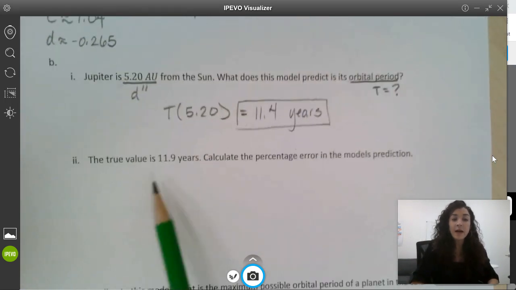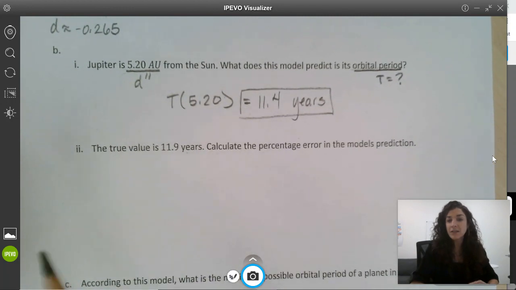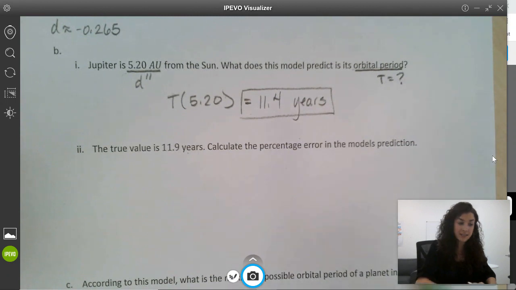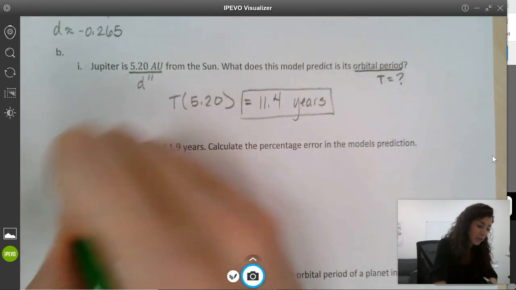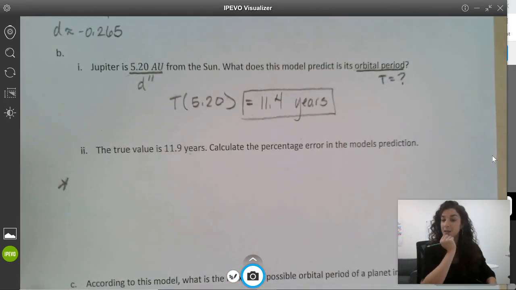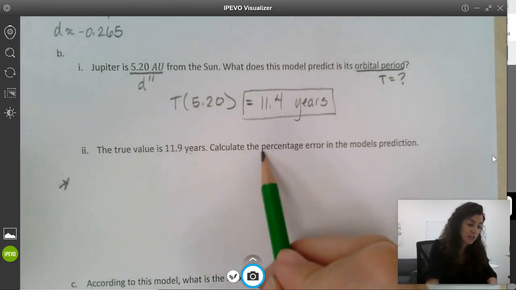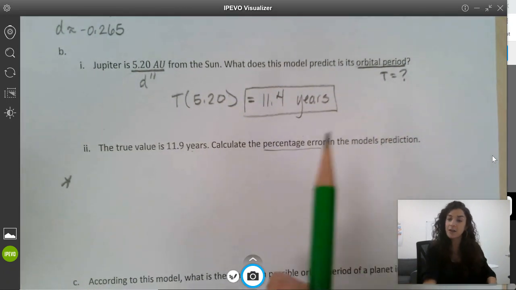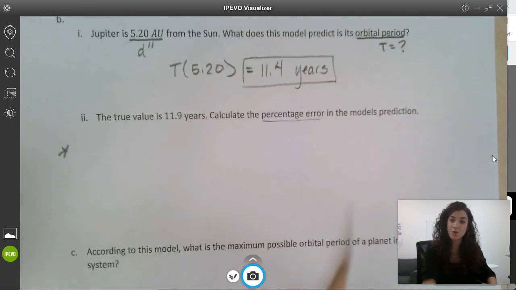It says that the true value is 11.9. Calculate the percent error in the model's prediction. This is a flashback, a throwback to something that we've done in previous units. So remember that your formula for percentage error is in your formula packet. We've already learned how to do this, so I would like for you to see if you can do it on your own.